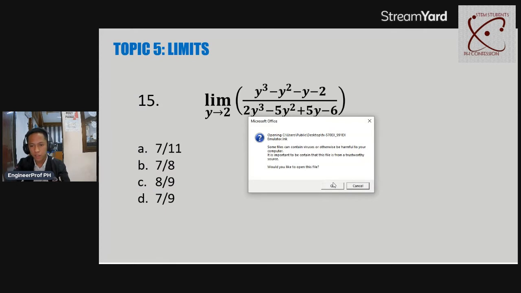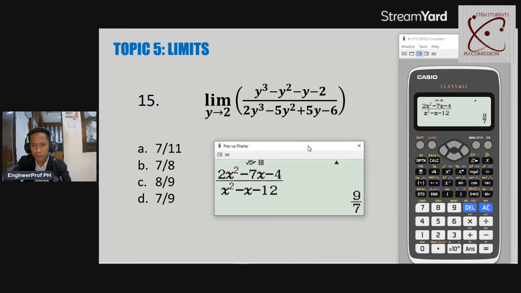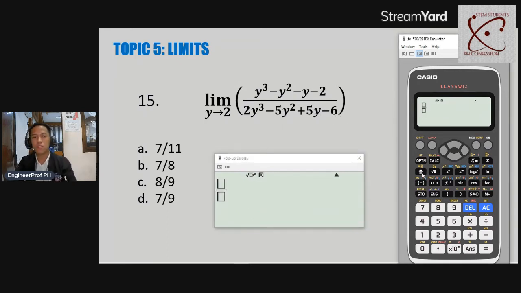So for this 15th problem, ayan. So for the 15th problem, we have here the limit as y approaches 2 of the function y cubed minus y squared minus y minus 2 all over 2y cubed minus 5y squared plus 5y minus 6. Again, input natin yung value. So just change the variable for y sa x na lang. So alpha x, same thing lang naman. Just change the variable. So alpha x cubed.